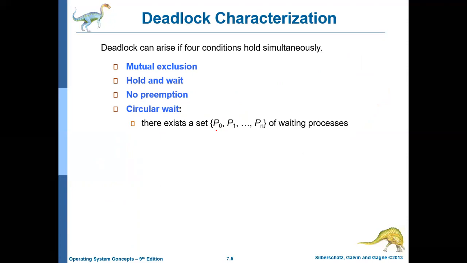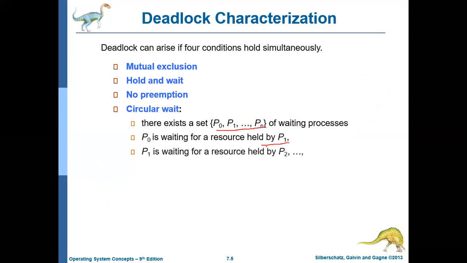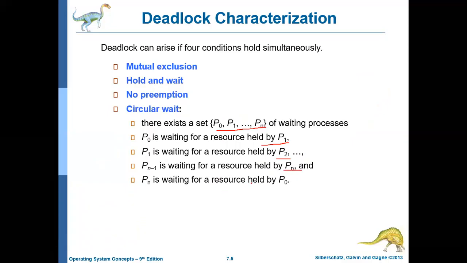There exists a set of processes P0, P1 up to Pn. P0 is waiting for a resource that is held by P1. P1 is waiting for a resource that is held by P2. Like this, it goes on. And Pn minus 1 is waiting for a resource that is held by Pn. And Pn is waiting for a resource that is held by P0.